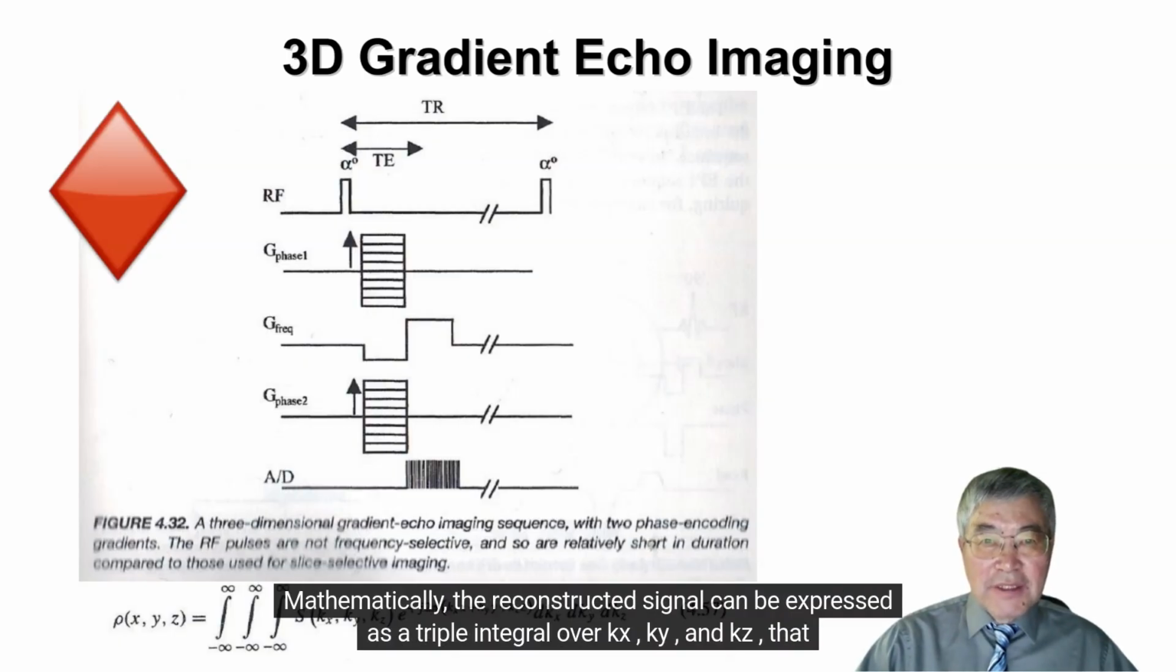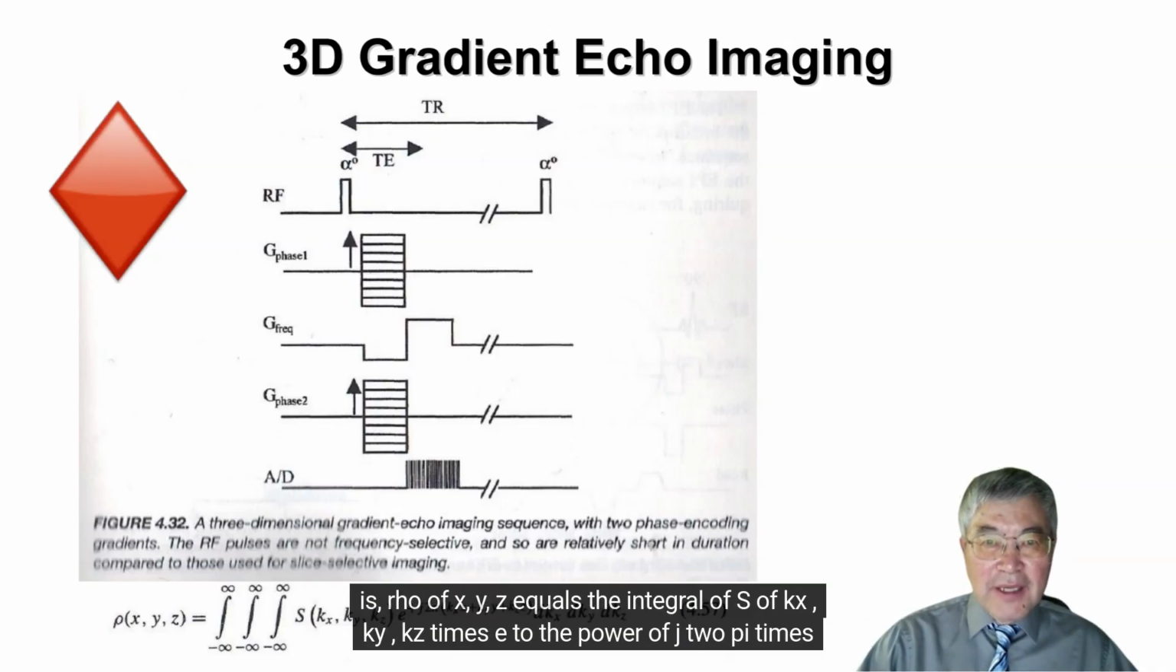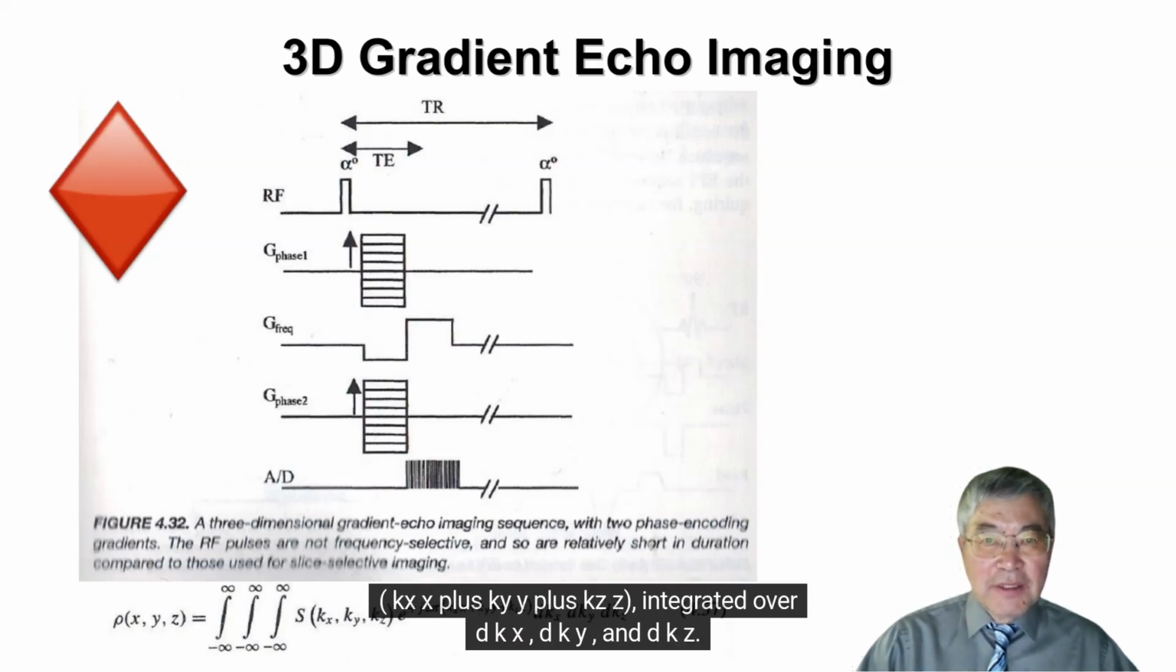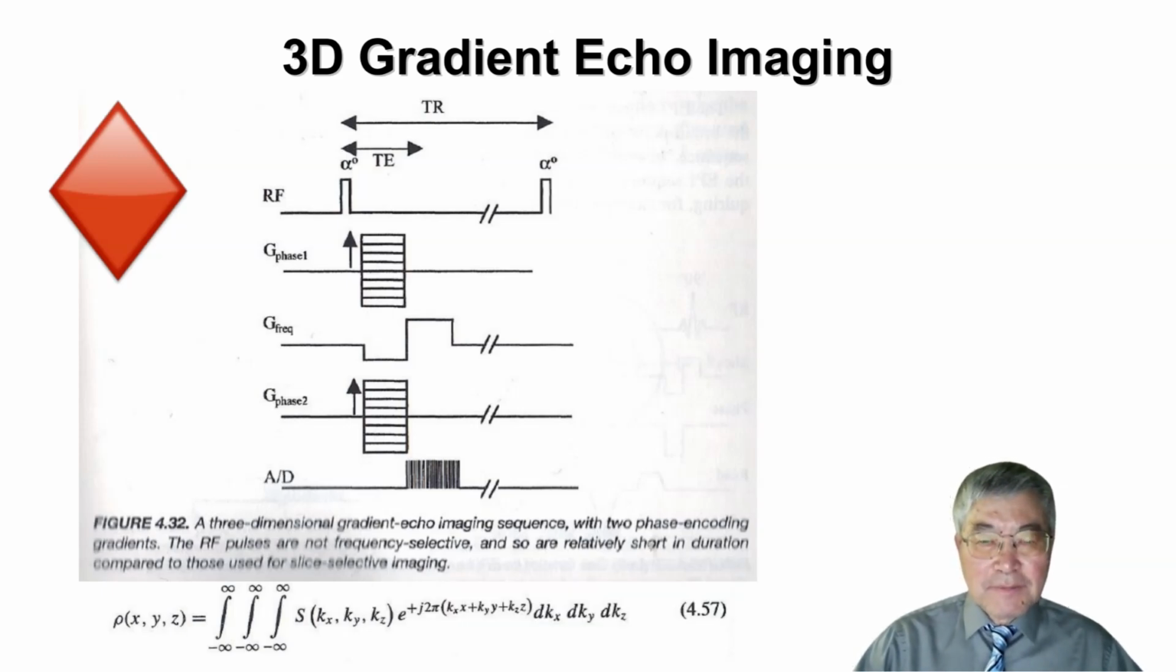Mathematically, the reconstructed signal can be expressed as a triple integral over kx, ky, and kz. That is, rho of x, y, z equals the integral of s of kx, ky, kz times e to the power of j2 pi times kx x plus ky y plus kz z integrated over dkx, dky, and dkz.